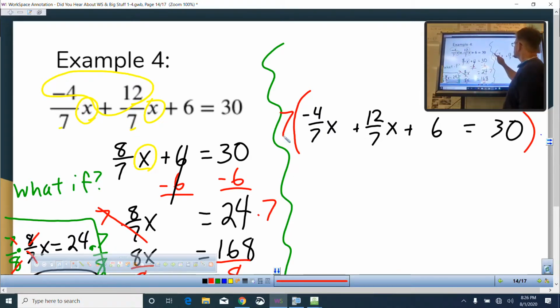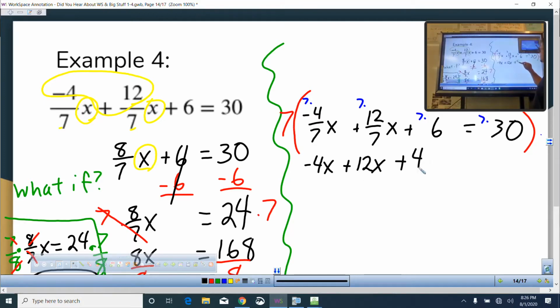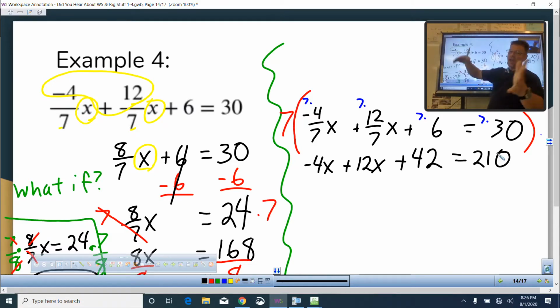Okay? So if we multiply everything times 7, what I'm going to do here is just put a little 7 by each one of those, so it lets us know, hey, that's what's going on. So these 7s cancel, and it reduces to 1, so that's negative 4x. Then plus 12x. Then 7 times 6 is 42. And then 7 times 3 is 21. Add a 0, 210. So are the numbers bigger? Yeah, the numbers are bigger, but the fraction's gone. Yay! Called clearing the fraction. Just multiply through by the least common denominator, and the fraction's gone.